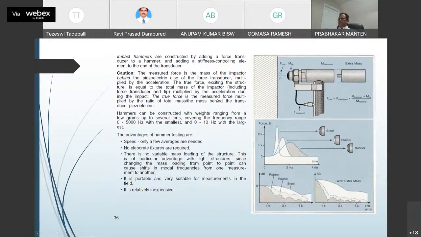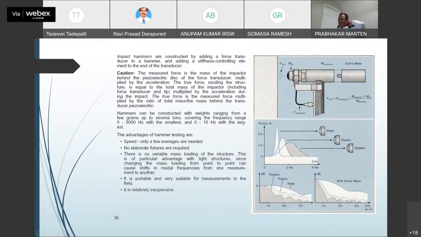The true force is the measured force multiplied by the ratio of total mass divided by the mass behind the transducer piezoelectric element. Now these things will provide you the base, hammer head, accelerometer. This you can change to whatever force transducer head. This is changeable. Usually with the hammer head, they may integrate it sometimes, and they'll give you extra masses. You can go on adding, screwing on more and more masses to that.